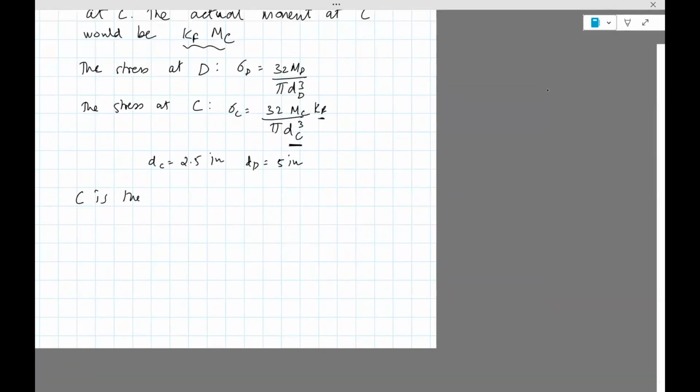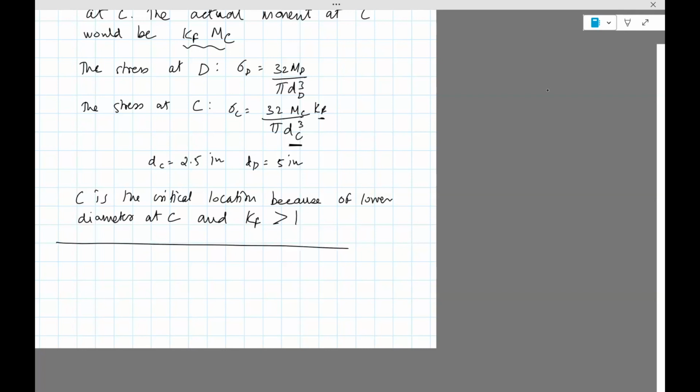C is the critical location because of the lower diameter at C and Kf, which is greater than 1. So both those factors will lead to C being the most important point. So we need to use point C to design or compute the factor of safety. That's what it boils down to. Okay, so we have C. We have gone through this whole step process of finding C.